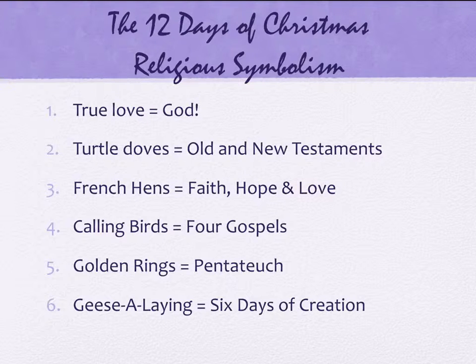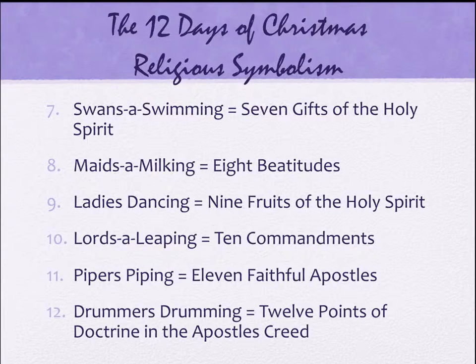The 5 golden rings is the Pentateuch, which is the first 5 books of the Old Testament. The 6 geese a-laying is the 6 days of creation. 7 swans a-swimming is the 7 gifts of the Holy Spirit. The 8 maids a-milking is the 8 Beatitudes. 9 ladies dancing is the 9 fruits of the Holy Spirit. 10 lords a-leaping is the 10 commandments. The 11 pipers piping is the 11 faithful apostles. And then the 12 drummers drumming is the 12 points of doctrine in the Apostles' Creed.